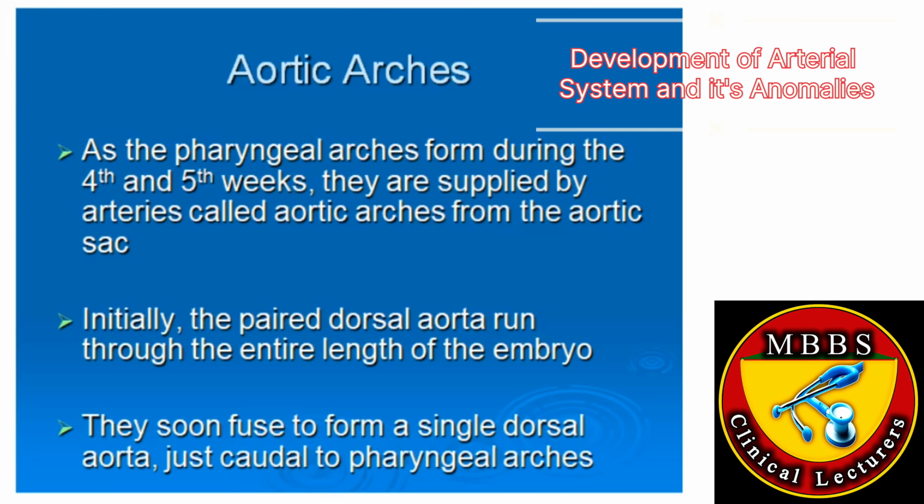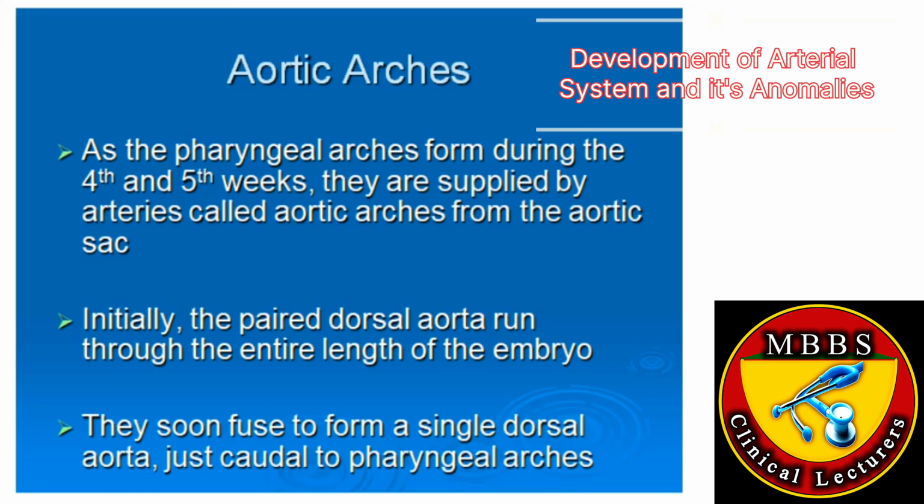We have the formation of the pharyngeal arches that are formed during the 4th and 5th week, and they are supplied by these arteries, which we call the aortic arches, from the aortic sac. Now, the aortic sac is the distal part of the truncus arteriosus. As the pharyngeal arches form, which are responsible for the structures in the head and neck region, we have the aortic arches being formed from this aortic sac, which is the distal part of the truncus arteriosus.